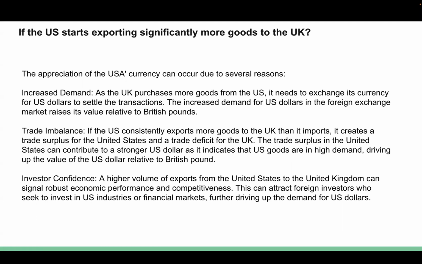So with these sorts of trade imbalances, if the US is exporting more goods to the United Kingdom than it imports, it's going to create a trade surplus. So when a country has a trade surplus, say, for example, the US has a trade surplus, this creates a strong dollar, all other factors held constant. The other thing it does is it also has an impact on investor confidence, where people, when they see a country that is running a trade surplus, believe that the country is more attractive. So it drives up the demand for US dollars.